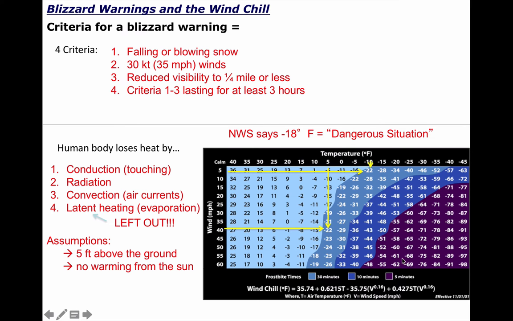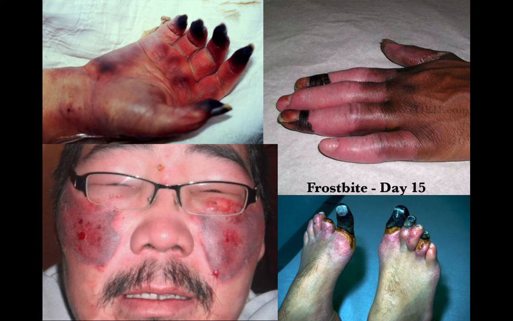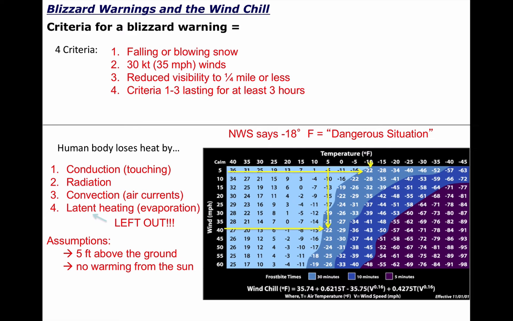Now, very quickly, this is what happens when your skin freezes. It's called frostbite. And I think we've seen enough of that. Let's come back to this figure. Now, I want to tell you a very quick story.